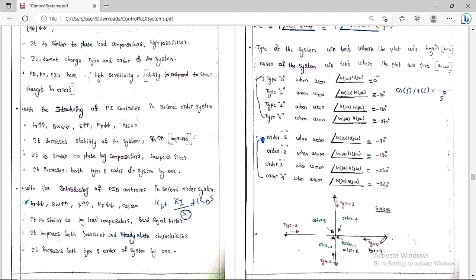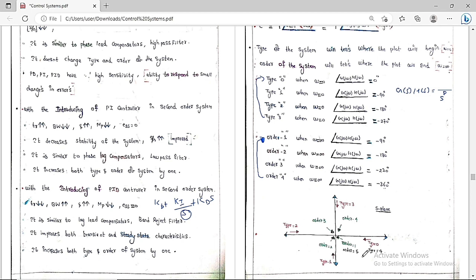Therefore, we can say for a type 0 system, the phase angle of G(s)H(s) at omega is equal to 0 is 0 degrees. For a type 1 system, the phase angle at omega is equal to 0 is minus 90 degrees. For a type 2 system, it is minus 180 degrees. And for a type 3 system, it is minus 270 degrees. The same thing is going to repeat again.